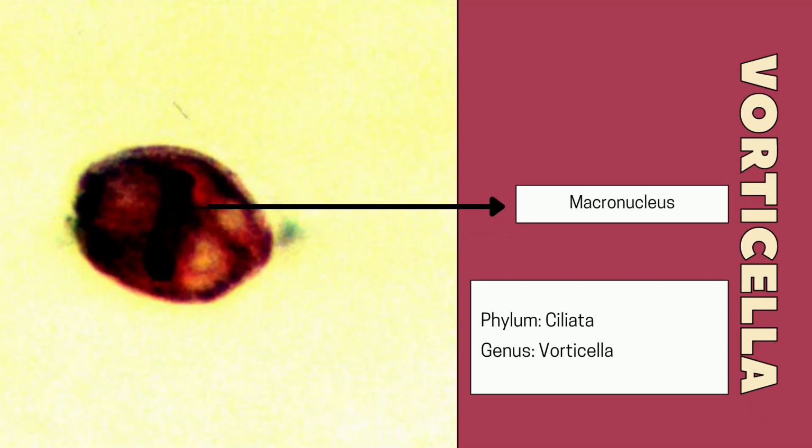Lastly, we have Vorticella, which is a representative from phylum Ciliophora. In this picture, we can see its bean-shaped macronucleus. It's very common in freshwater and its body is shaped like an inverted bell.